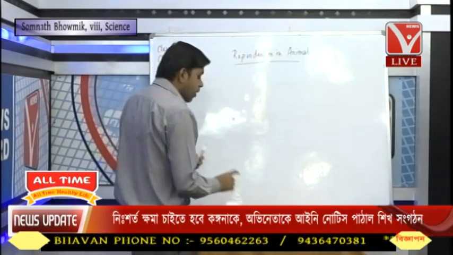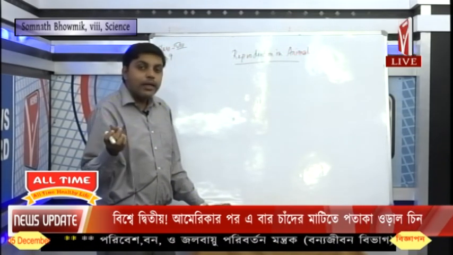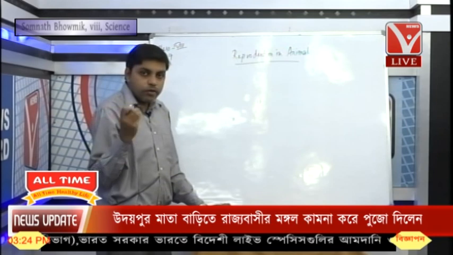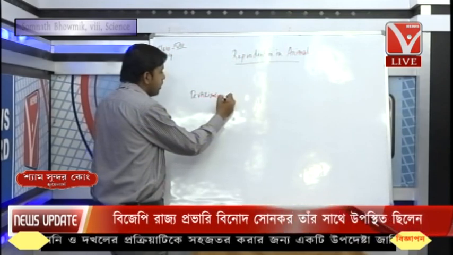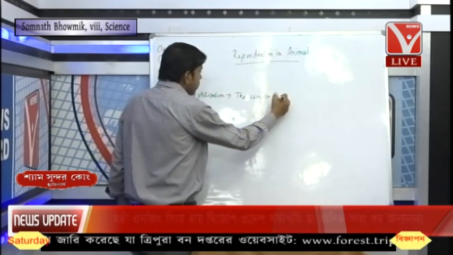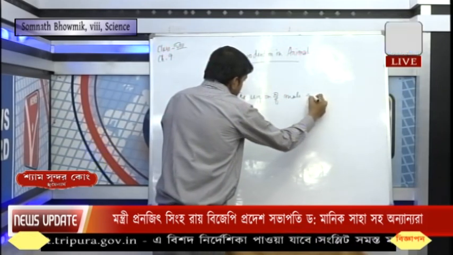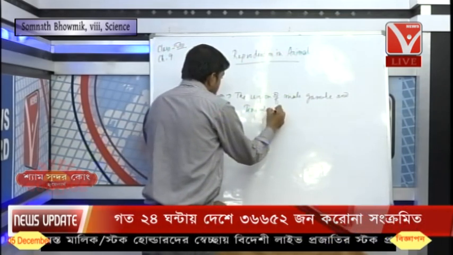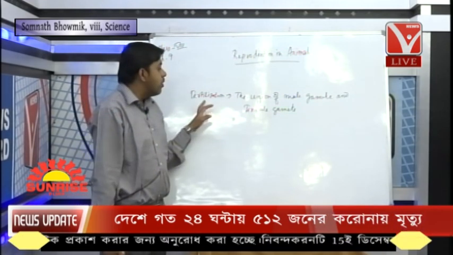Now the male gamete fertilizes the female gamete. This process is called fertilization. What is fertilization? Let me write it: the union of the male gamete and the female gamete is known as fertilization.